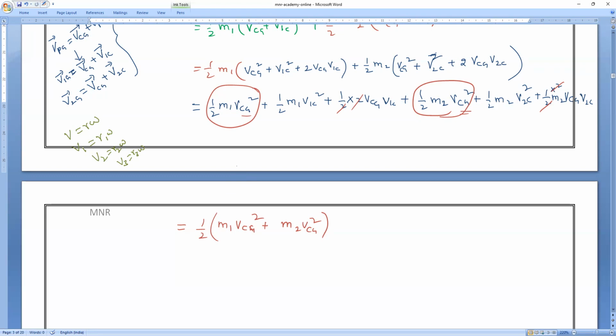Total kinetic energy is equal to, you can all notice it. In place of V, I will write R omega. V1 means R1 omega, V2 means R2 omega, V3 means R3 omega. So I can write it like that. Now M1 is there, so let me take half outside and leave the remaining terms.